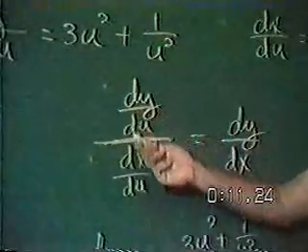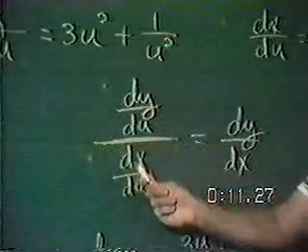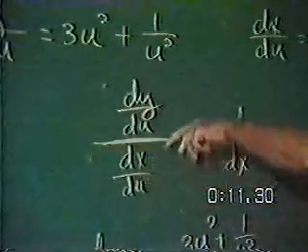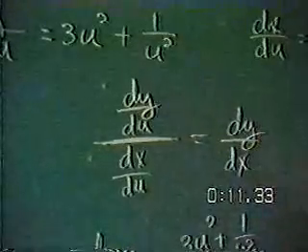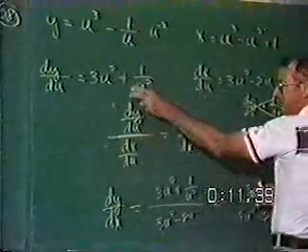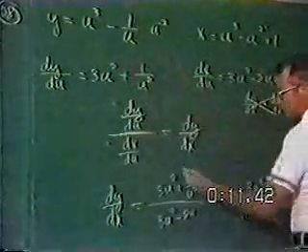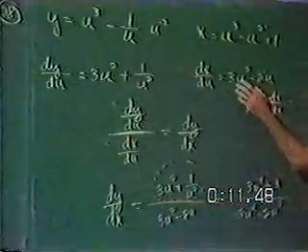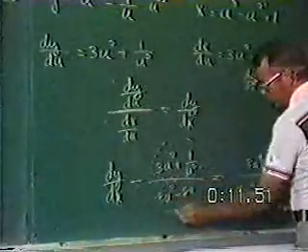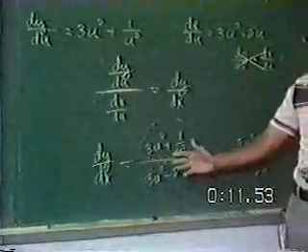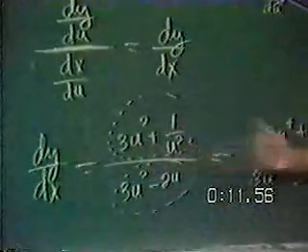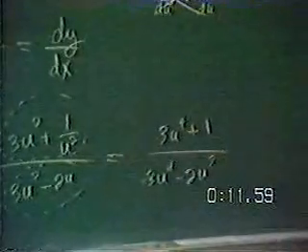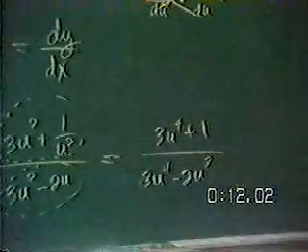Now look right here underneath these, and what we do is this. Dy du divided by dx du. When you invert and multiply, you get dy dx. That says then that you can take dy du, all of this answer, and divide it by dx du, all of this answer. And you have then dy dx. And simplifying it, you get 3u to the 4th plus 1, over 3u to the 4th minus 2u cubed.